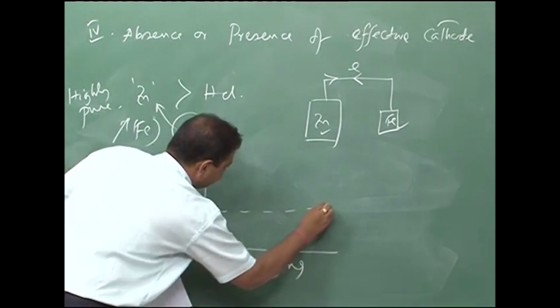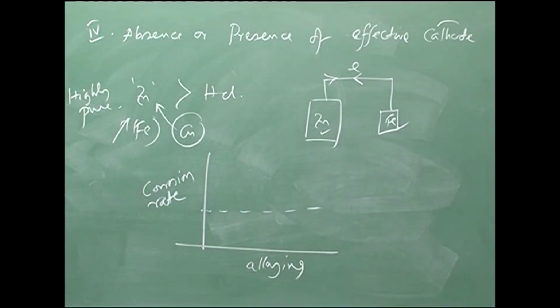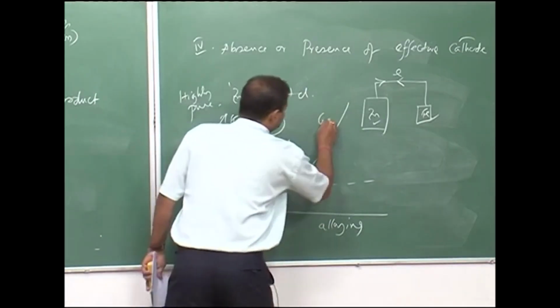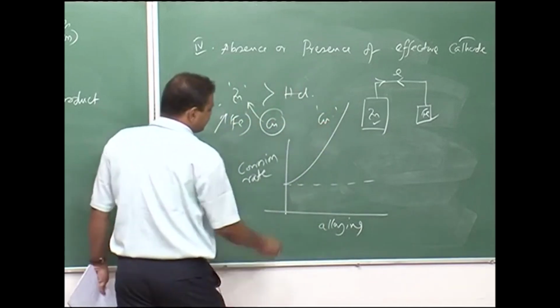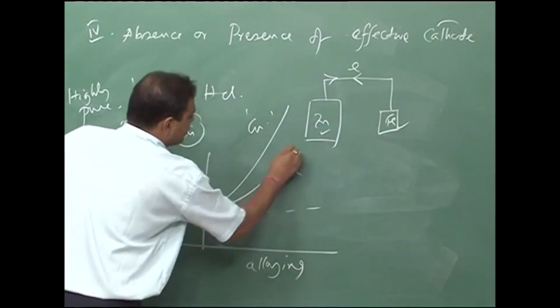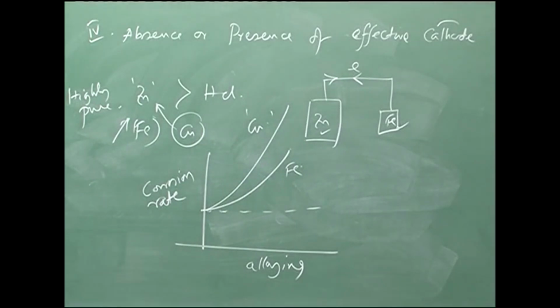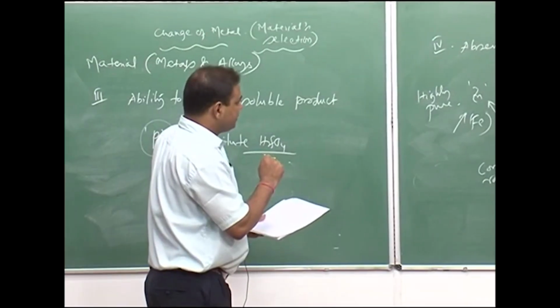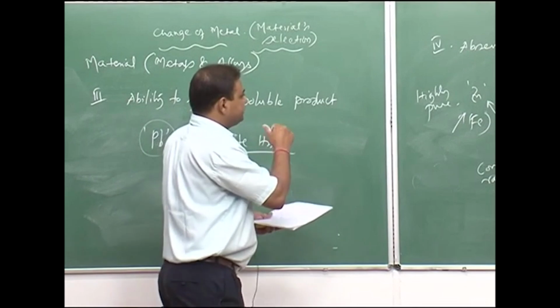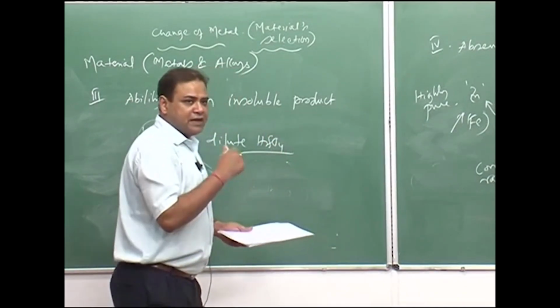in the absence of copper and iron, the corrosion rate would be a constant. But if we add copper, the corrosion rate would be like this, and when we have iron addition, the corrosion rate would vary like this. So, as we increase the amount of alloying with copper as well as iron, we increase the corrosion rate of zinc. Highly pure zinc would be resistant in HCl, but if we have those cathodic elements, we see that the corrosion rate of zinc is increasing in acid solution.